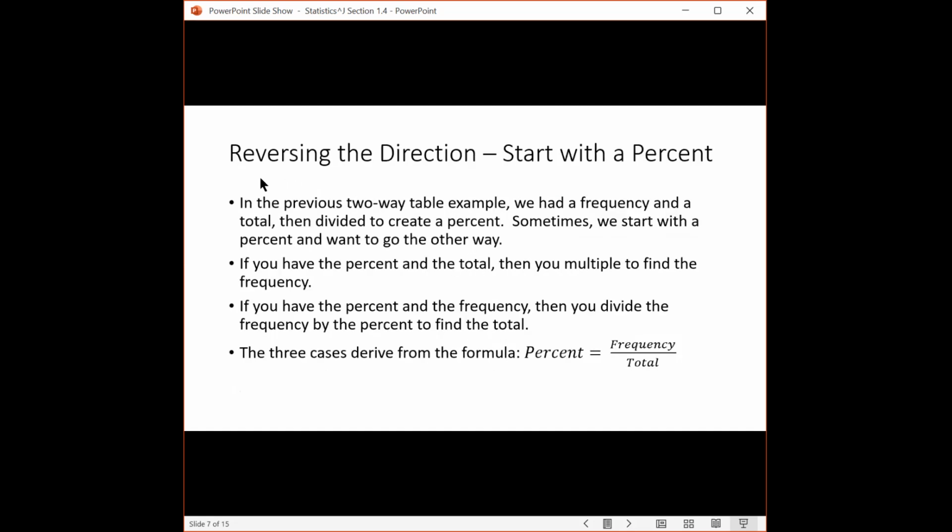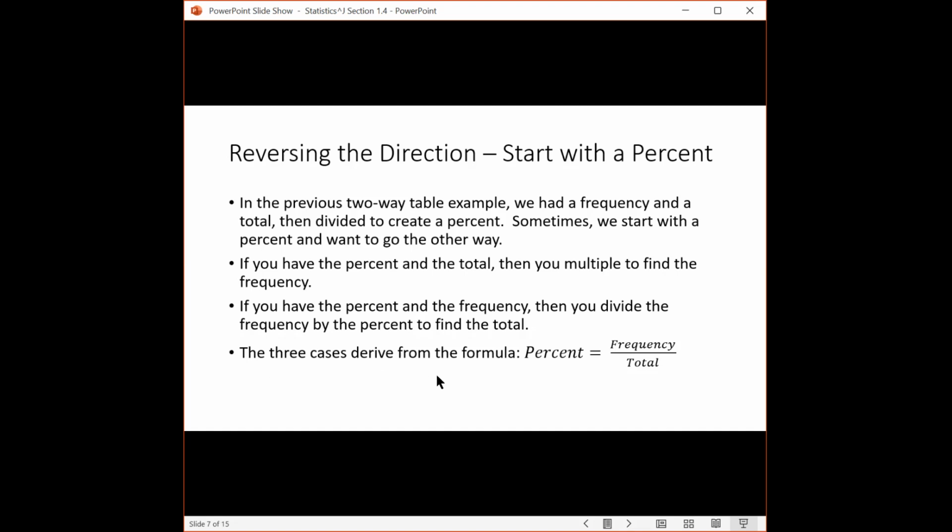In the previous example, we started off with a frequency and a total, and then we divided them to create a percent. So we created a percent given the other 2 pieces of information. Sometimes we start with a percent and we want to find either the total or the frequency, so we want to go the other way. If you have the percent and the total, then you multiply to find the frequency. If you have the percent and the frequency, then you divide the frequency by the percent to find the total.